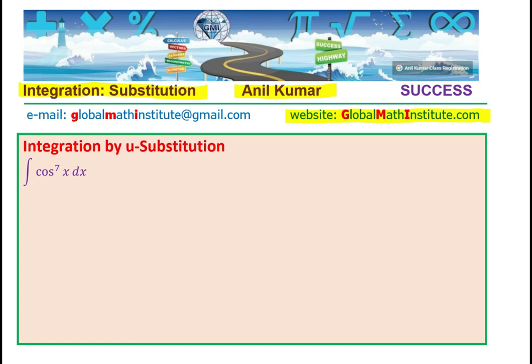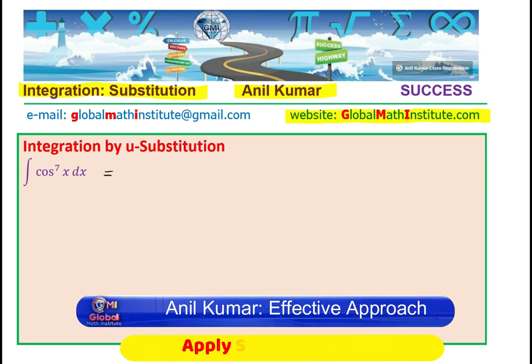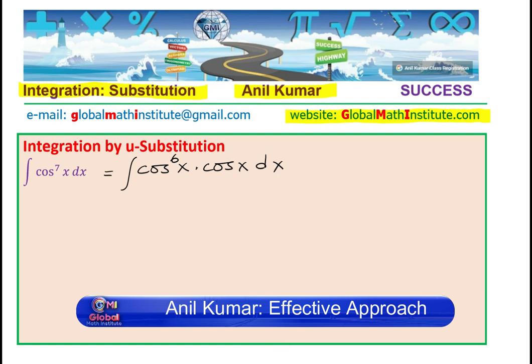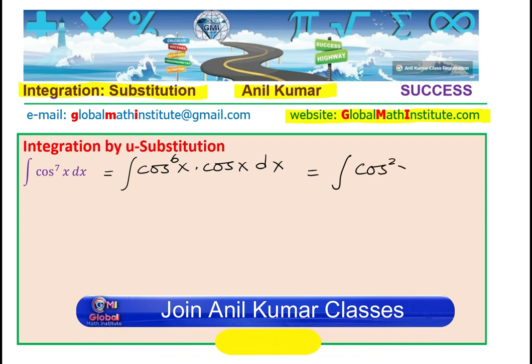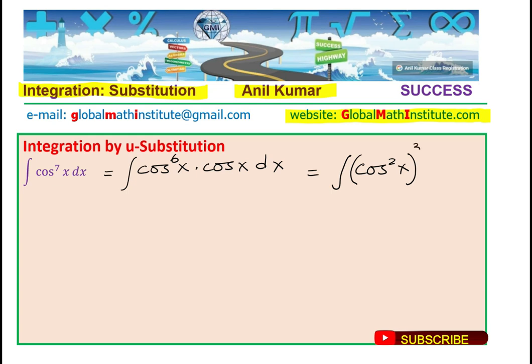So clearly, in this particular case, the first step should be what? We'll split this as cos to the power of 6x times cos x dx. Now, what should we do with cos to the power of 6x? We know what cos square x is. We could rewrite this as cos square x to the power of 3, times cos x dx. So you see, if you have an odd power, you can actually rewrite this as an even power times cos x. Is that clear to you?